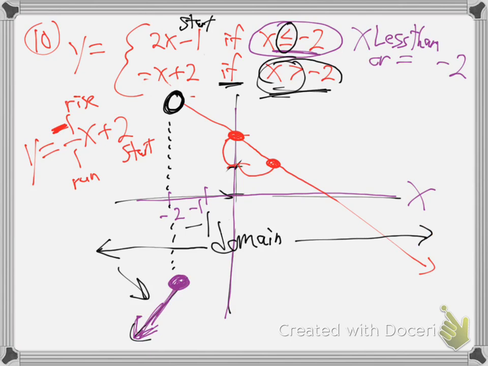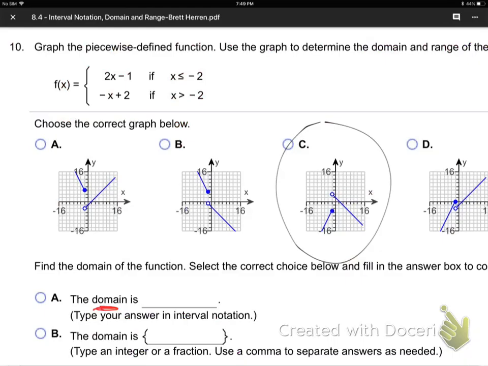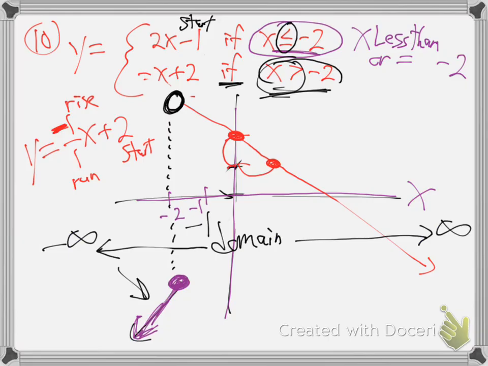What do you think? Yeah, forever left. -infinity to regular infinity. Forever left, forever right. The domain goes forever left, forever right. So the domain is -infinity, infinity. And there we go. We're done. Everybody good there? Questions on that one?